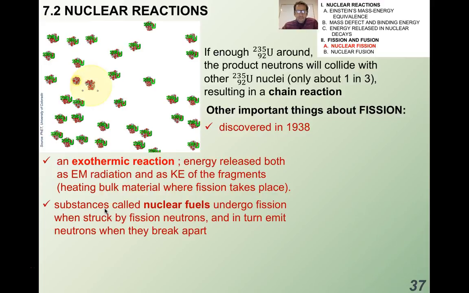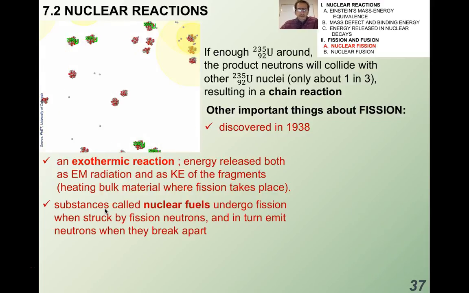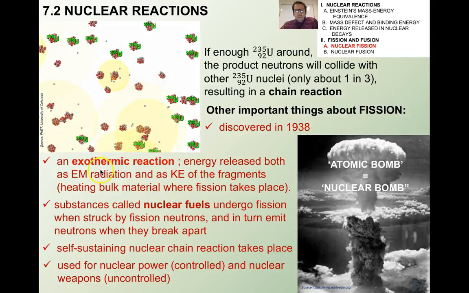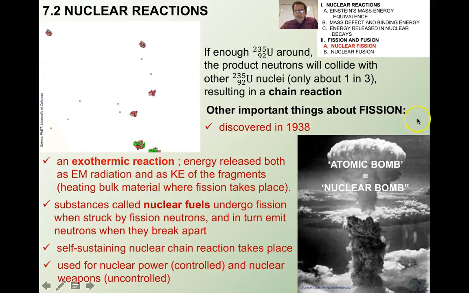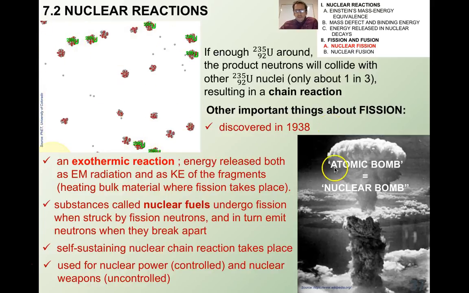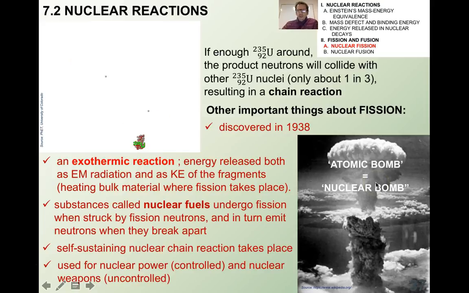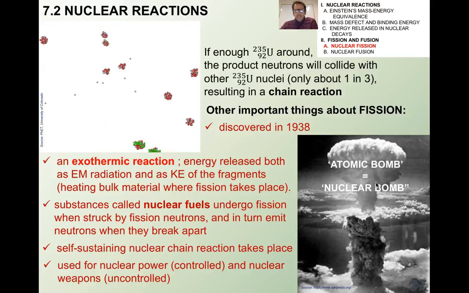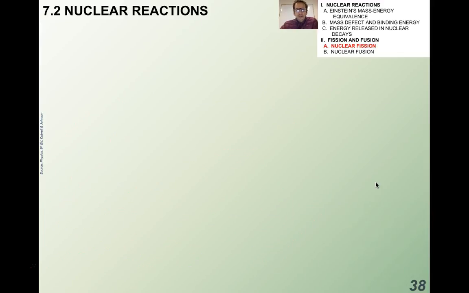So substances called nuclear fuels undergo fission when they're struck by fission neutrons, and in turn those emit neutrons when they break apart, so a self-sustaining nuclear reaction takes place. It's also, because there's so much energy created by fission, and we'll talk about the amount of energy that's created, it can be used in a nuclear weapon situation, right? And you should know that the term nuclear bomb is the same as the atomic bomb. Both of them refer to the same physics that's happening in an uncontrolled nuclear reaction, okay, where you want all that energy released all at once in an uncontrolled situation to inflict the most damage possible, okay?